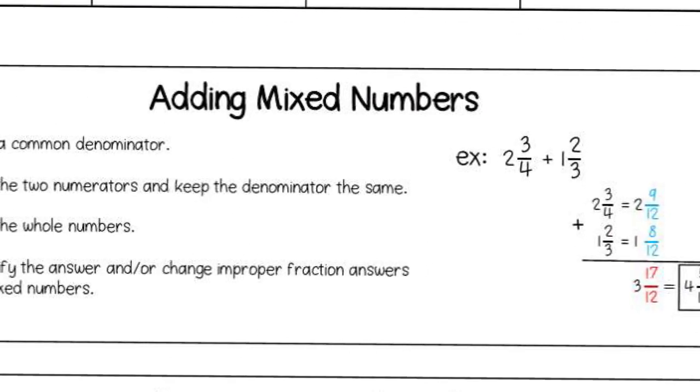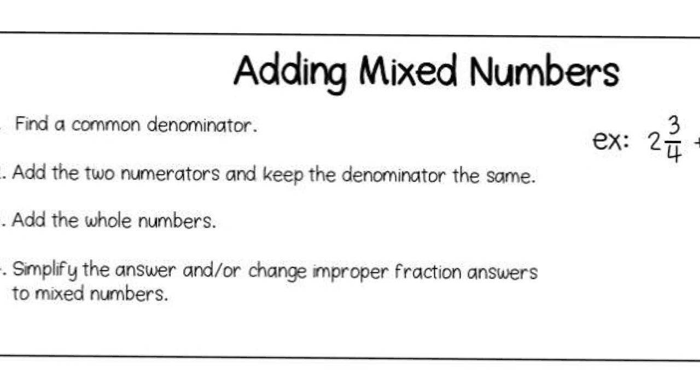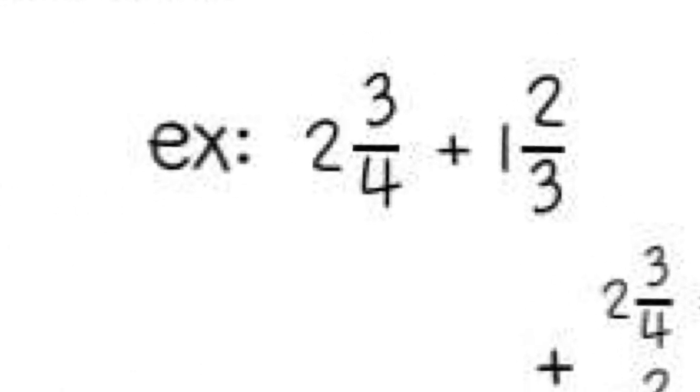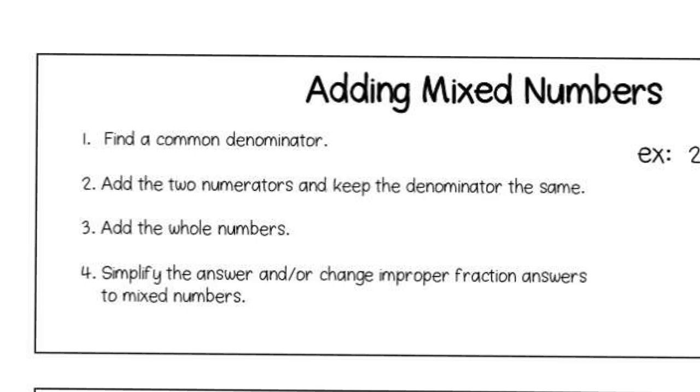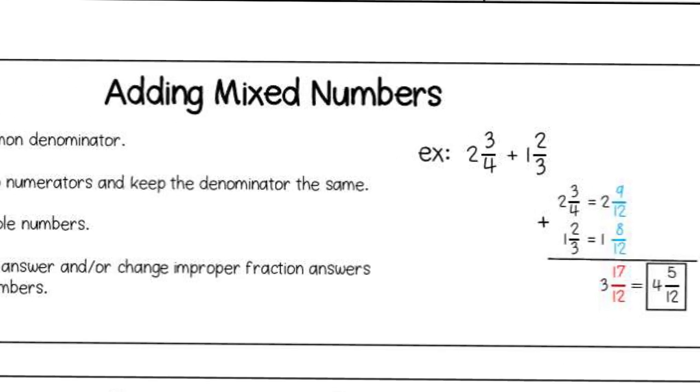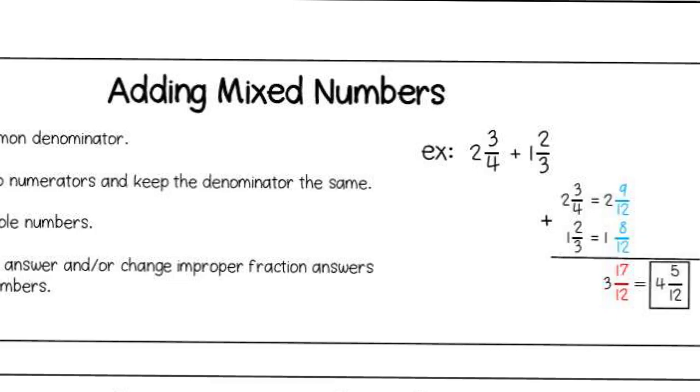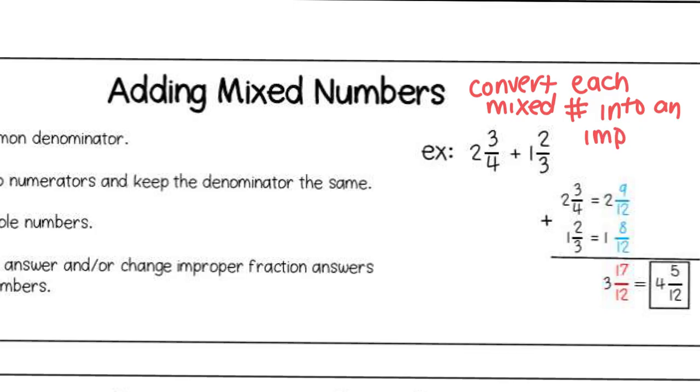All right, now, what about mixed numbers? A mixed number is when you have a whole number with a fraction next to it. So 2 3/4, right? So what you're going to do, I'm going to tell it to you differently than what these directions are going to say. Let me write this smaller. Write this note down. Convert each mixed number into an improper fraction. What is an improper fraction?